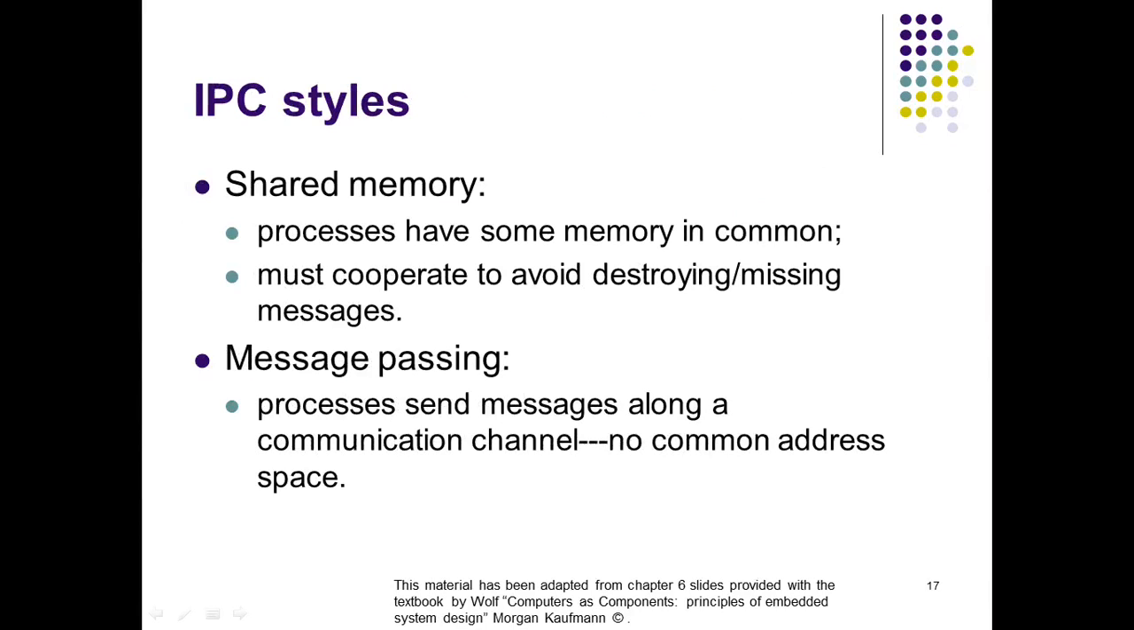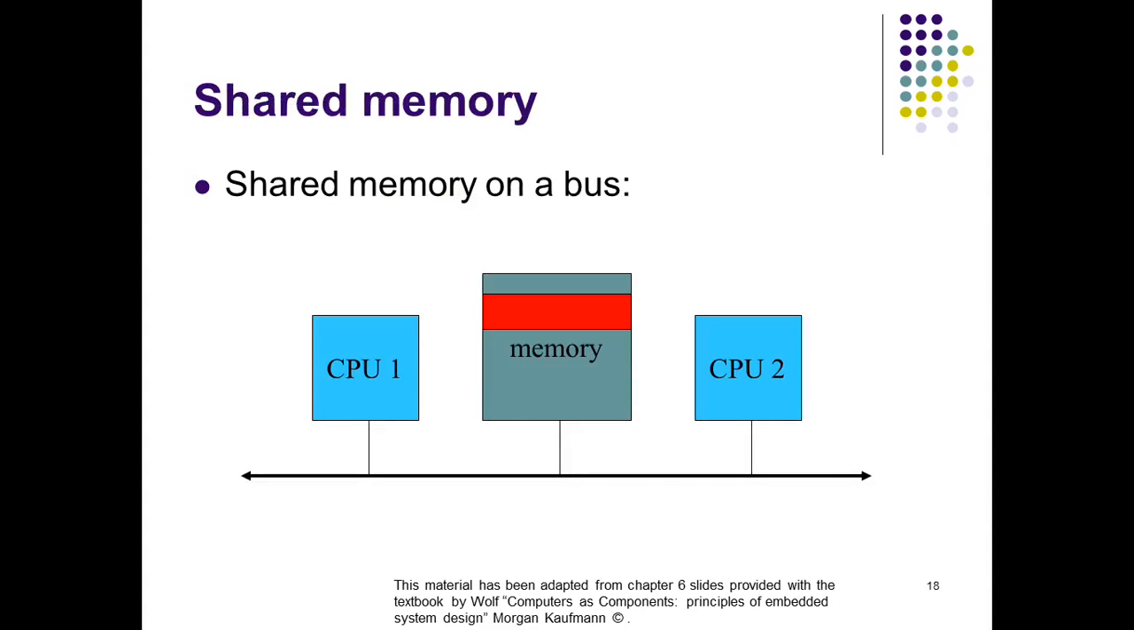So we can have shared memory or message passing. Depending on your CPU and operating system, you might have special parts of memory or special bits of hardware that will allow dedicated sharing between processes for a faster system, but largely you have shared memory. So all processes have some memory in common, or they access the same global memory, and you have to cooperate to avoid destroying and missing messages.